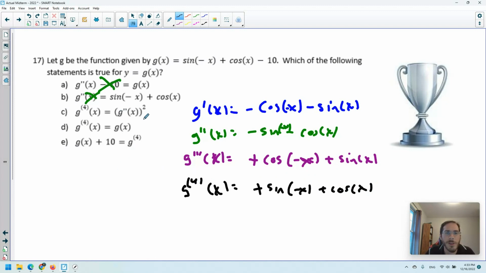So it says the fourth derivative is equal to the second one squared. That's not true because I don't have any squares over here. So that's out. G4 of x is equal to g of x. Fourth derivative is not the same. Here we have this minus 10, so that's out. If I add 10 to the original, I would get the fourth derivative. And yeah, if I take away this negative 10, then I have sine of negative x plus cosine of x. So I'm going to pick E.